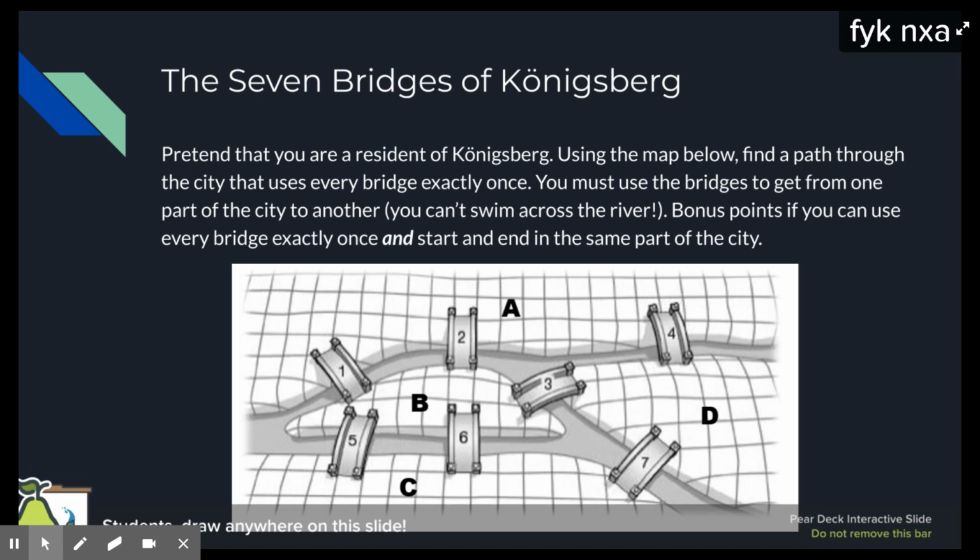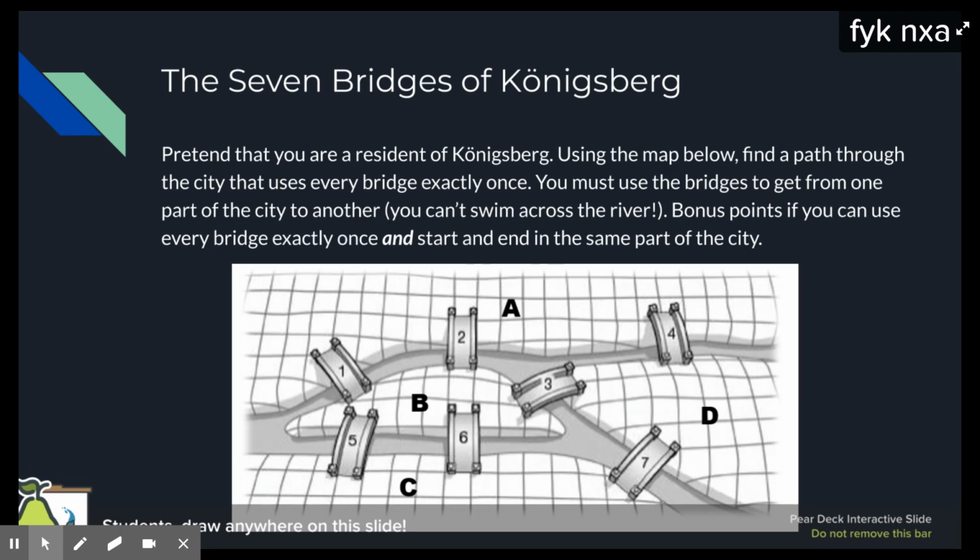And here's a map below that I kind of simplified. You can start anywhere, and you're going to try to cross every bridge exactly one time. Okay, you can't go over a bridge more than once, and you can't swim across the river. You can only cross every bridge exactly once.